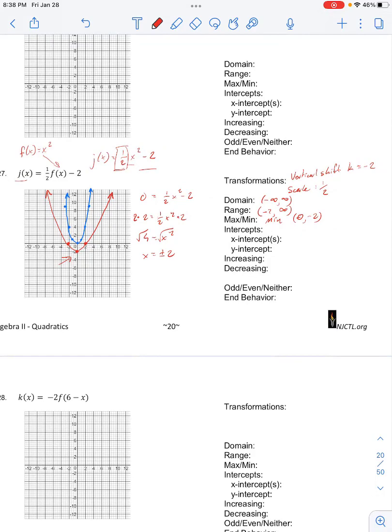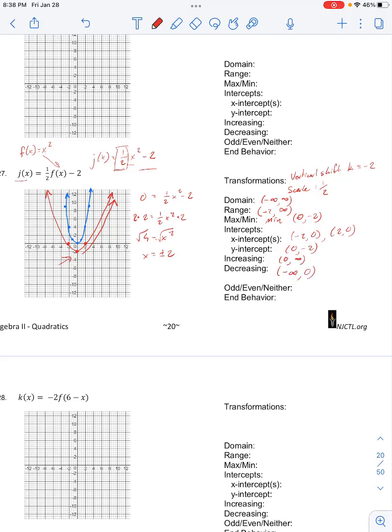So it'll look like this. And okay, -2, 0, then 2, 0. We have a y-intercept that is 0, -2. Our function is increasing on the right side of the vertex, so that's from 0 to infinity, and it's decreasing on the left side, from -infinity to 0.